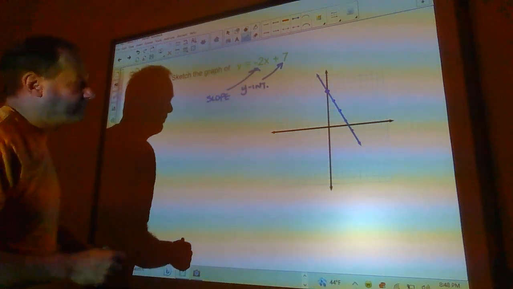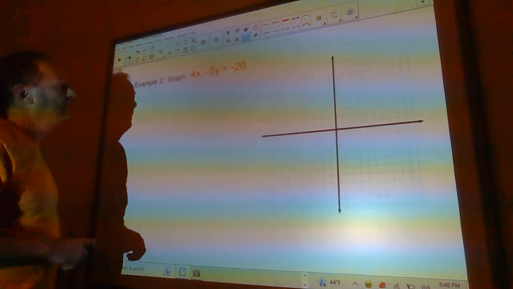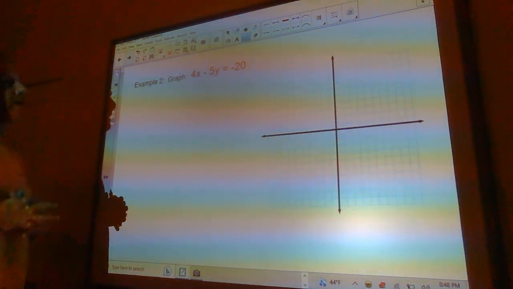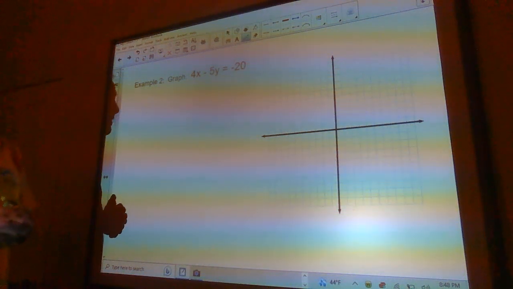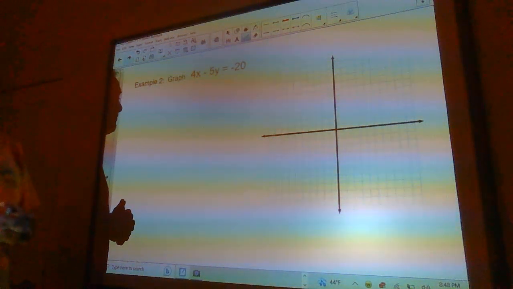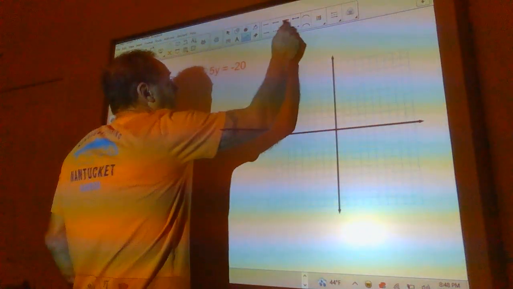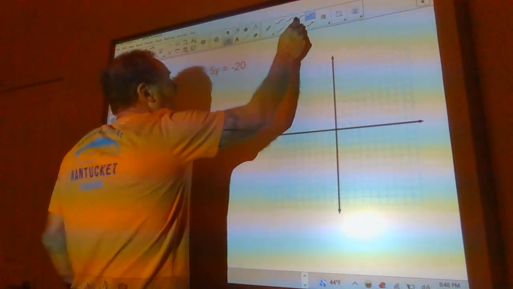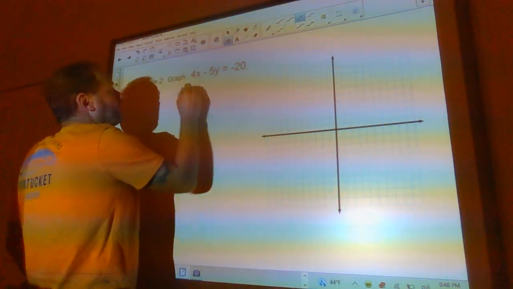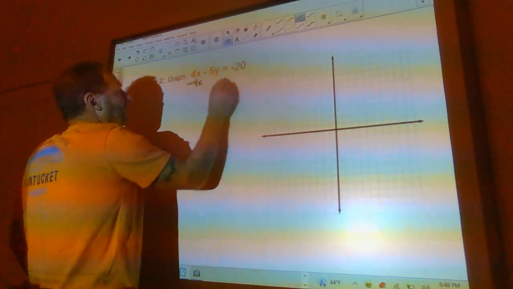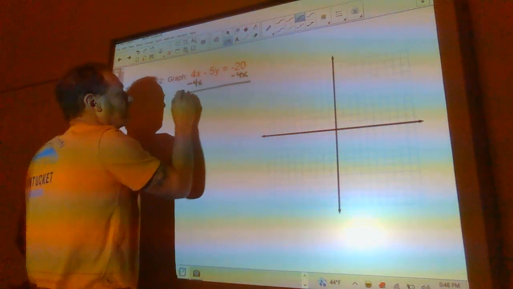So that should be a review for you. Very easy to do. Okay, here we've got a line that's not in slope-intercept form. You have two options here. You can put it in slope-intercept form by solving for y. So I would subtract 4x from both sides right here.